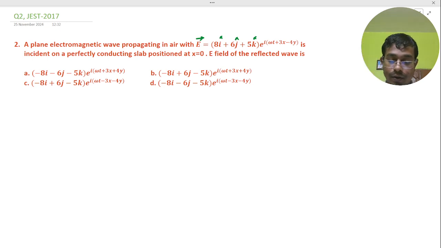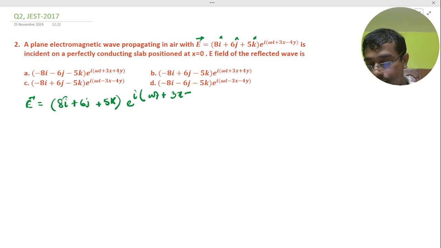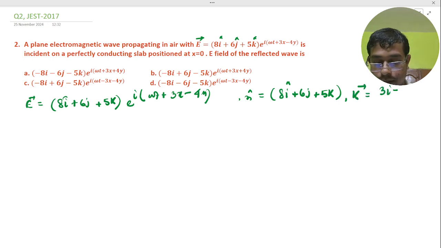So basically, given that E is 8i plus 6j plus 5k exponential of i omega t plus 3x minus 4y, and given the value of n cap be this one, 8i plus 6j, I just write here i, but this would be i cap, plus 5k, and k, the propagation vector, would be 3i minus 4j according to the question.